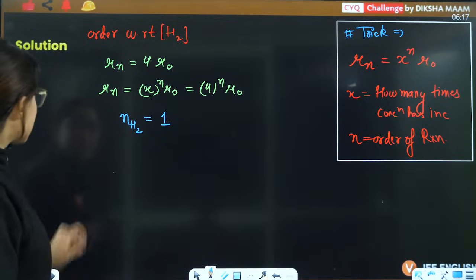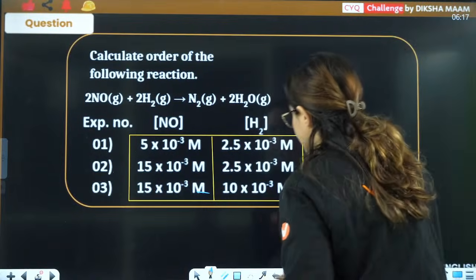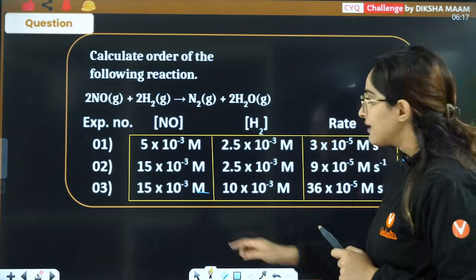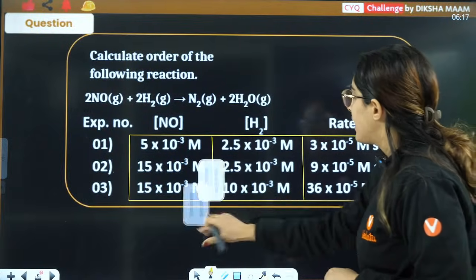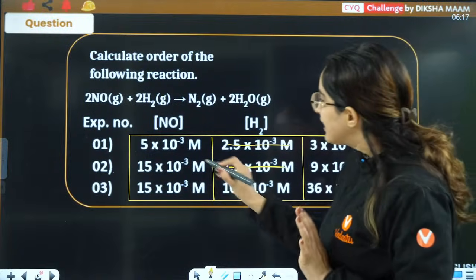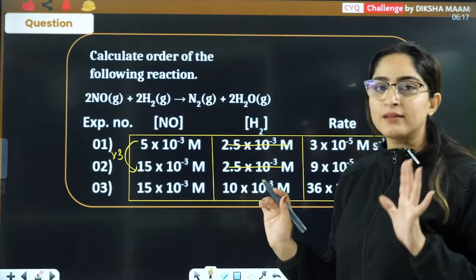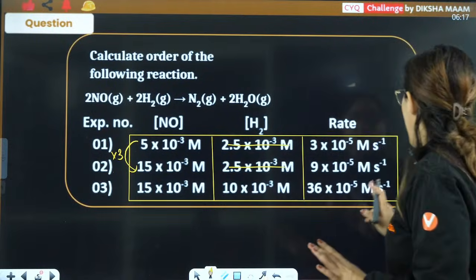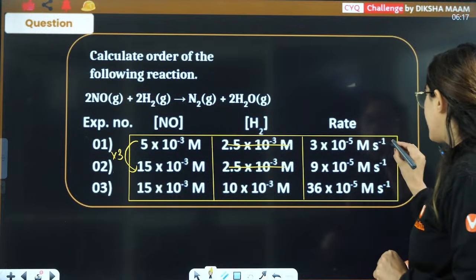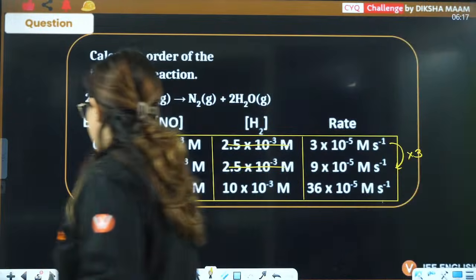Okay. Now I'll do the opposite here. Now I'll see where H2 is constant and this is varying. H2 is not changing here, and here this is varying 3 times. This is multiplied by 3 times, okay? And here this one is getting multiplied by how many times? 3 times. So simple. So we can see this over here.